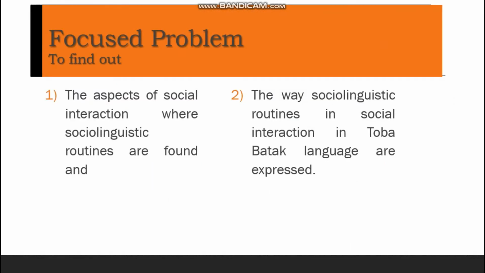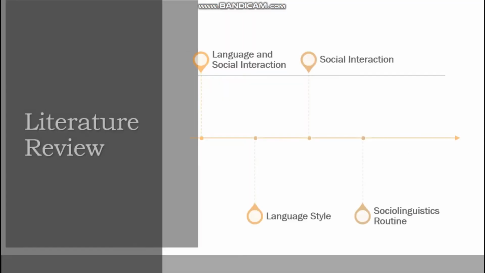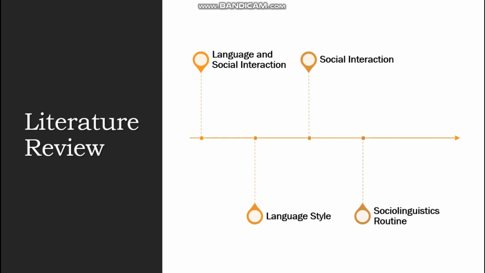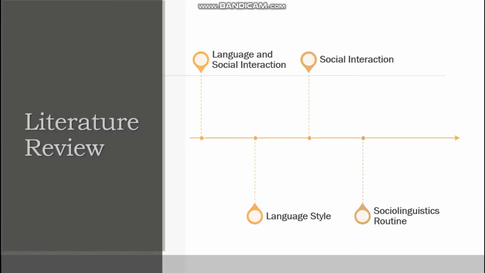From this reality, the researcher came up with the focused problems. First, to find out the aspects of social interaction where sociolinguistic routines are found. Second, to find out the way sociolinguistic routines in social interaction in Toba Batak language are expressed. Here are the literature reviews. First, language and social interaction. Second, language style. Third, social interaction. And the last is sociolinguistic routines.